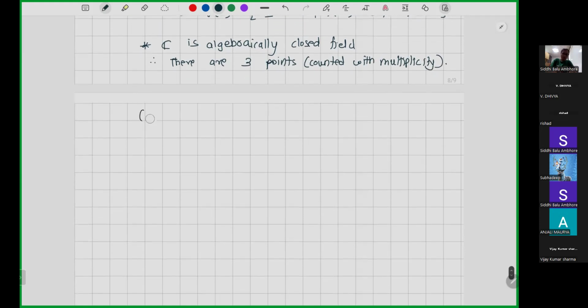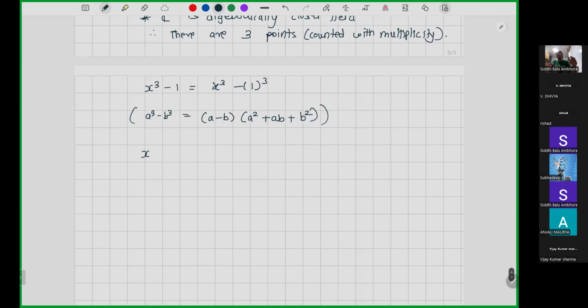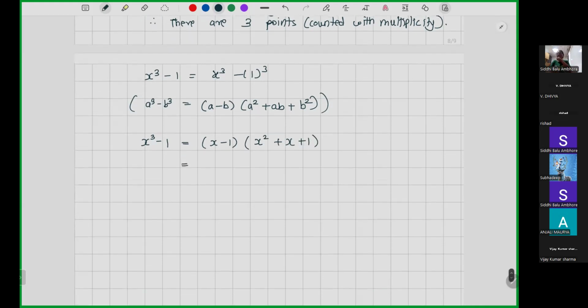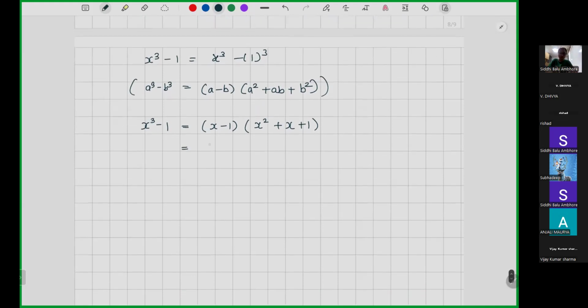So now, what is this? x cube minus 1. So we have the a cube minus b cube formula: a cube minus b cube is (a minus b)(a square plus ab plus b square). We will just use that. We can also divide the polynomial and obtain this, but since we know this, I will just use it. This is (x minus 1)(x square plus x plus 1). So one root is minus 1... oh, sorry, one root is plus 1.